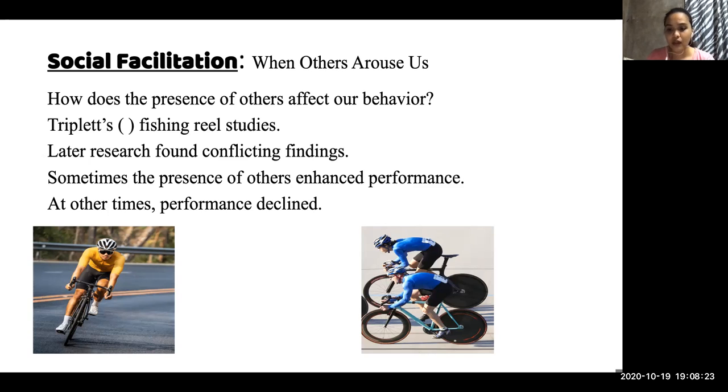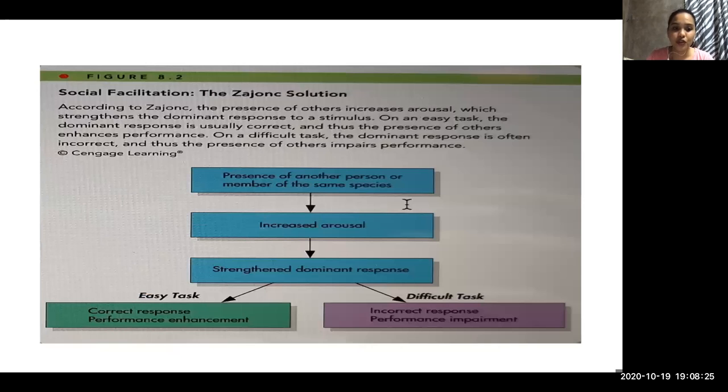Here, the dominant response is simply the response that is most likely to occur in the presence of the given arousing stimuli. If a task is easy for the person, then the dominant response will be correct.